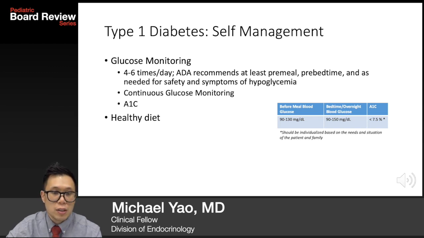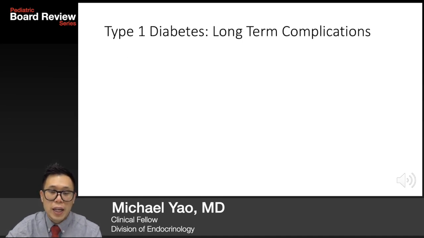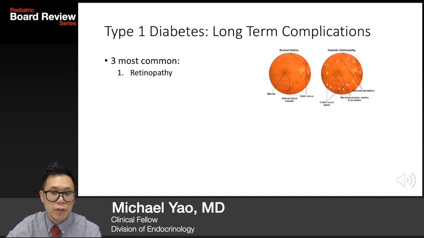General targets that we like to aim for are a blood glucose before meals ranging from 90 to 130, a blood glucose at bedtime or overnight between 90 to 150, and an A1C less than or equal to 7.5% in our pediatric population. The other important thing in diabetes self-management is a healthy diet, which includes carbohydrate counting and covering the carbs eaten with bolus insulin. And then another important thing is exercise.